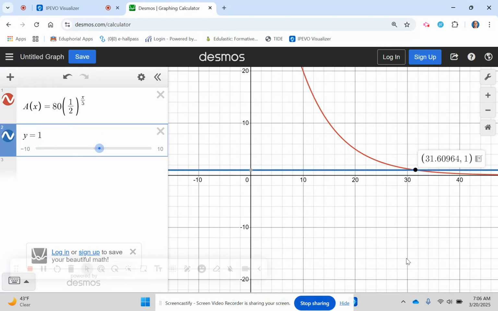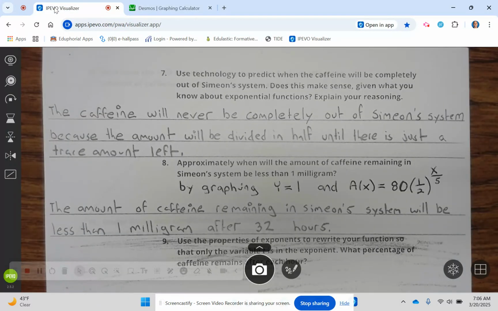Now, at 31.6, which let's round to 32, is when it's equal to 1. So after that is when it'll be less than 1. So the amount of caffeine remaining in Simone's system will be less than 1 milligram after 32 hours.